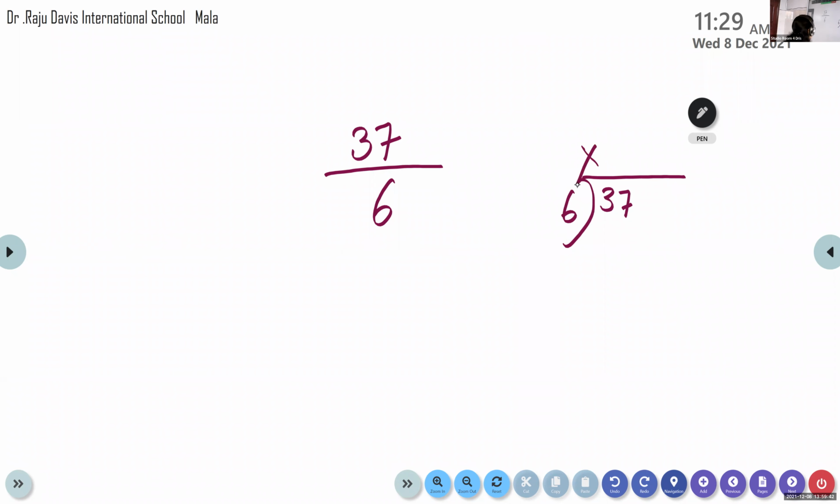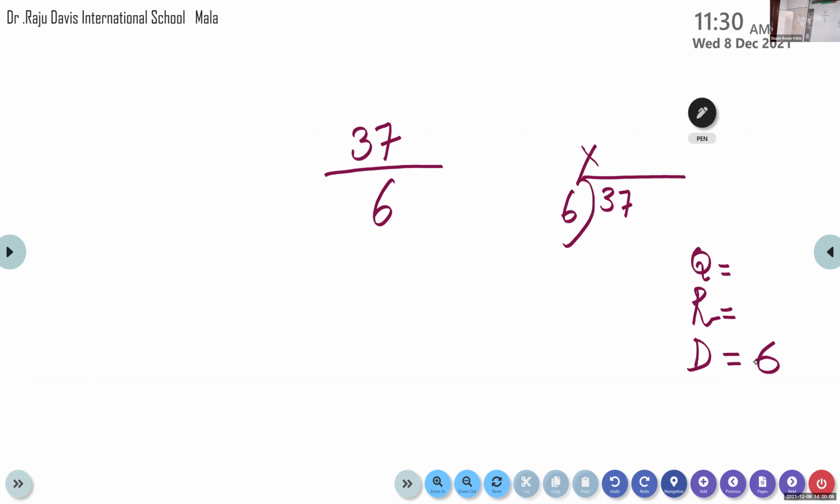How many times can 6 be taken from 37? Don't say the answer now. Find out. Then write down the quotient is equal to, remainder R is equal to, then the divisor. The divisor you know already, it is given in the question. Divisor is 6.